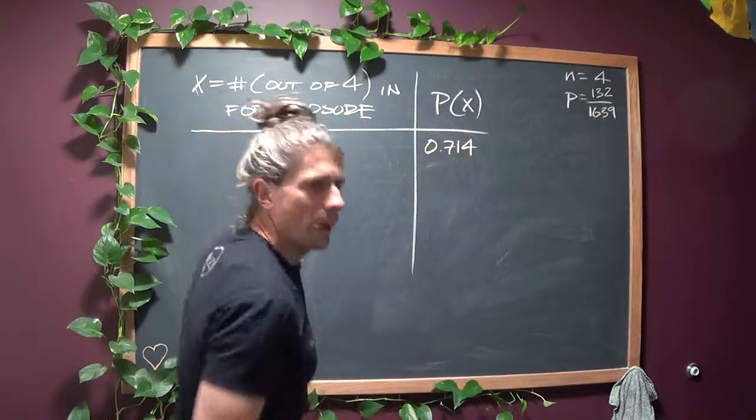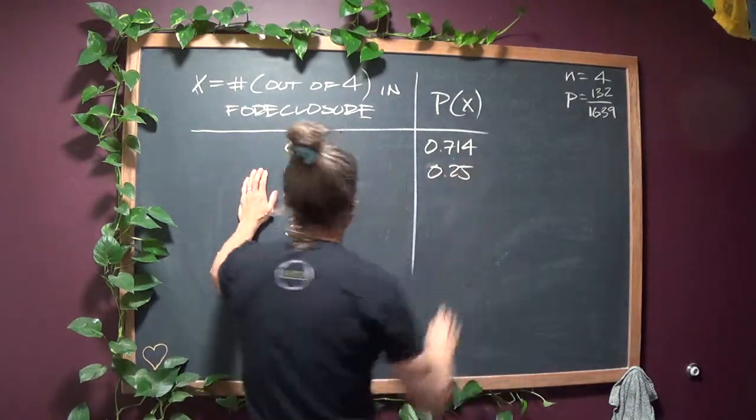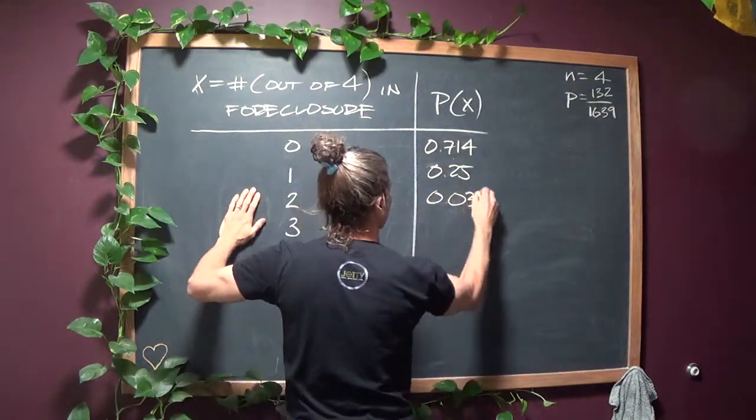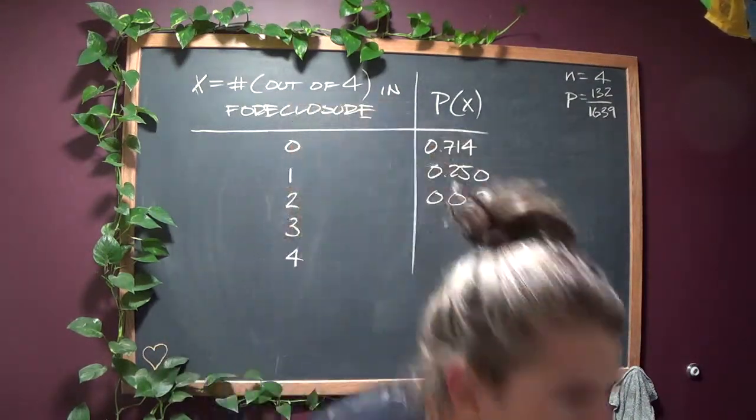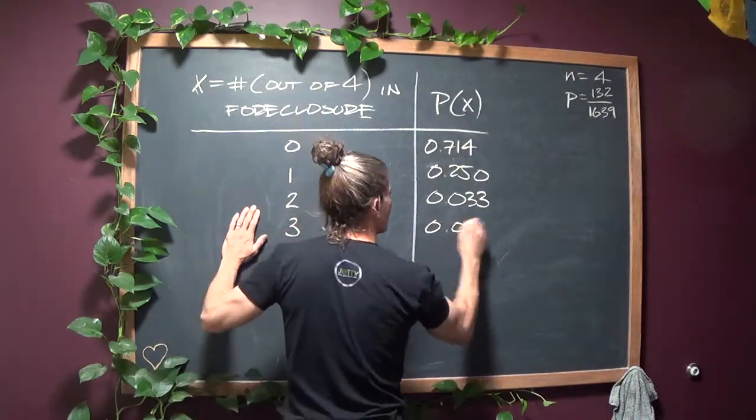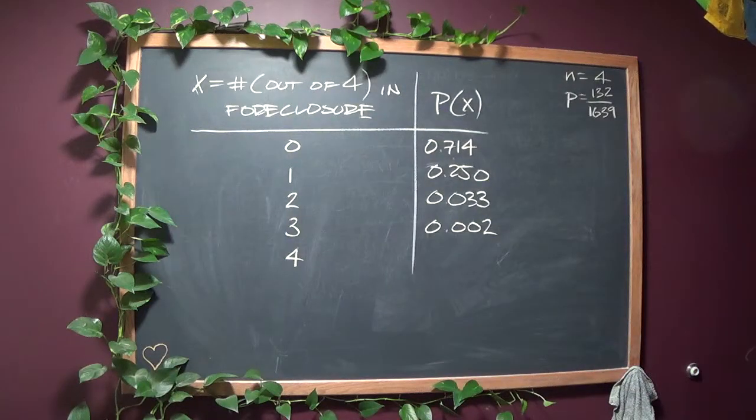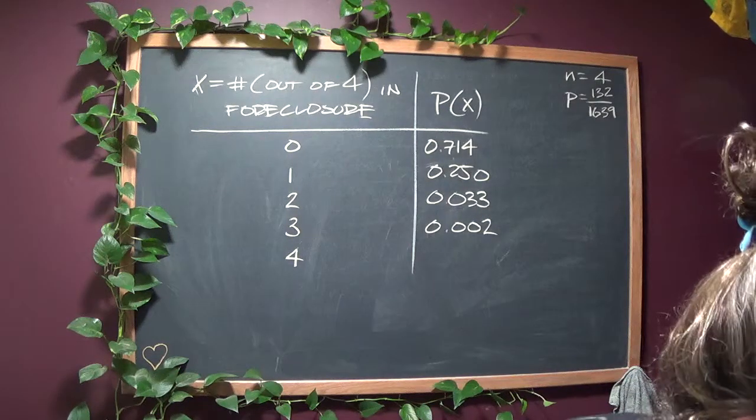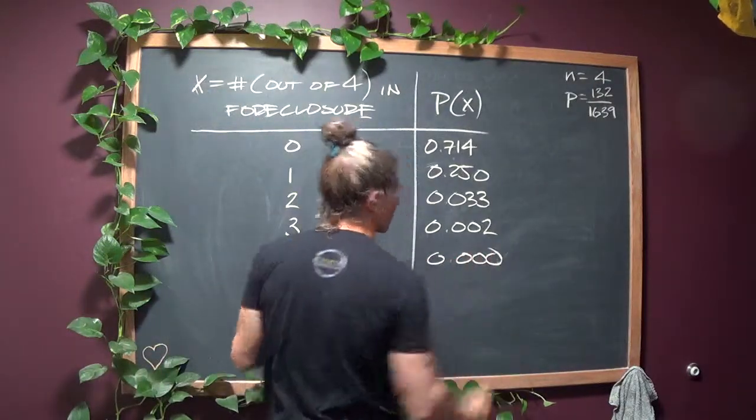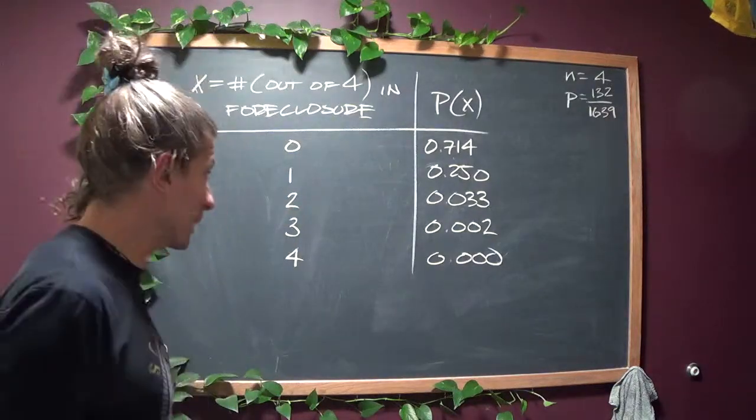So I got about a 71.4% chance of none, about a 25% chance of 1, 3.3% chance of 2, less than a 1% chance, 0.002, and last but not least, 0.000, essentially 0. But I'm going to go ahead and list it. And I told you to round to 3 places. It's 0 to 3 places. There is some stuff back there in like the 10,000th place.